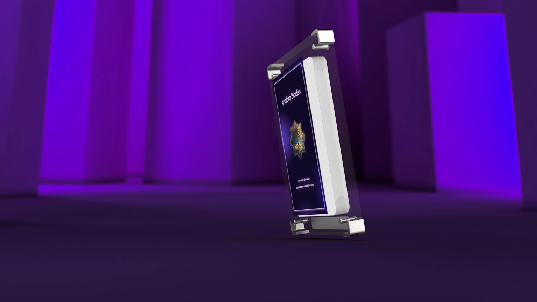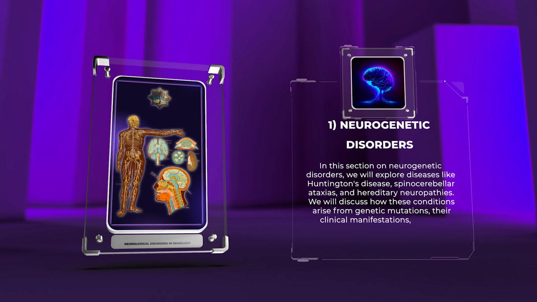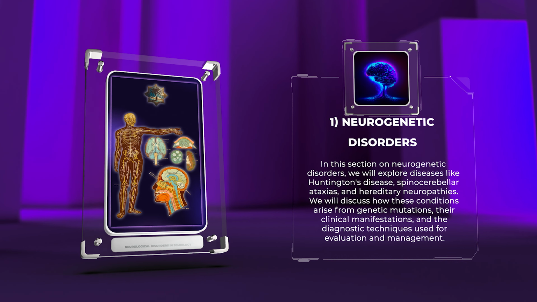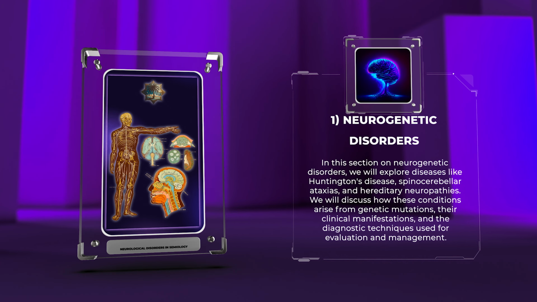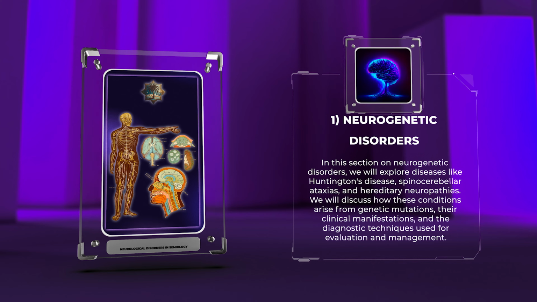In this section on neurogenetic disorders, we will explore diseases like Huntington's disease, spinocerebellar ataxias, and hereditary neuropathies. We will discuss how these conditions arise from genetic mutations, their clinical manifestations, and the diagnostic techniques used for evaluation and management.